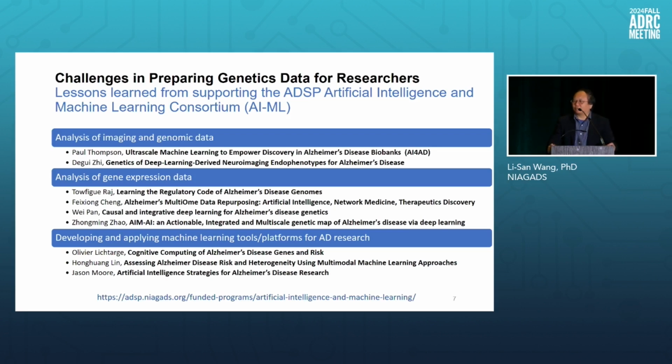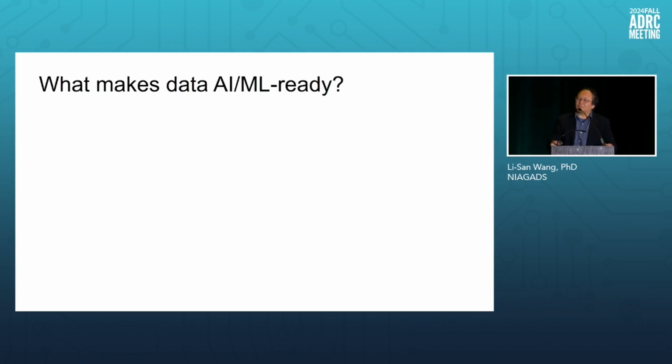Some of these are coming from our experience working with the AI Machine Learning Consortium in ADSP. The project has 9 funded grants, and they're looking at integration of different kinds of data. In addition to genomics, they have imaging, clinical phenotypes, gene expression, and omics data, and you can see it's a big challenge. There's a great variety in the way they use these data. One of the things they talk about is how to make these data more readily available for the methodology. They call it AI ready, machine learning ready. So the question is, what makes data AI machine learning ready? And people have different views.